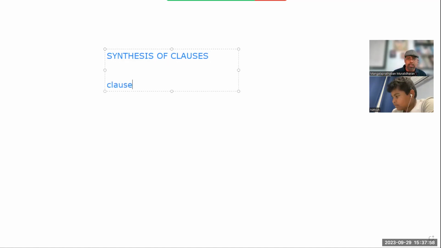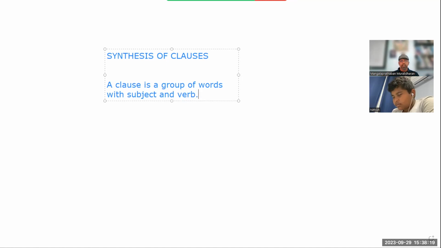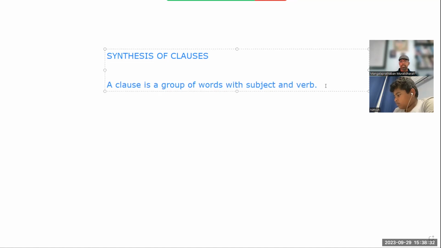So we say a class. What does a class mean? A class is a group of words with subject and verb. All right. A class is a group of words with subject and verb. So that's very important. Whenever we talk about a class, we have to have an easy definition to keep in mind that a class has a definite verb and a subject, right?